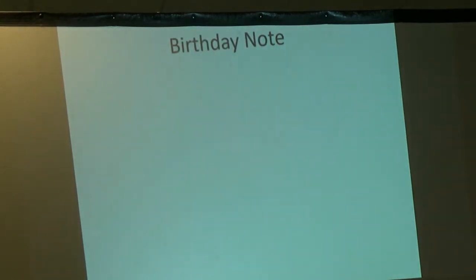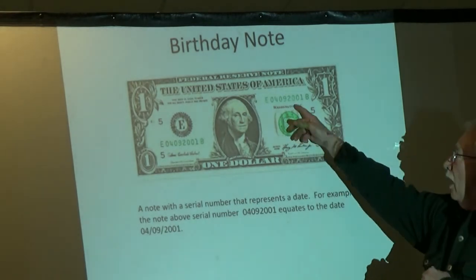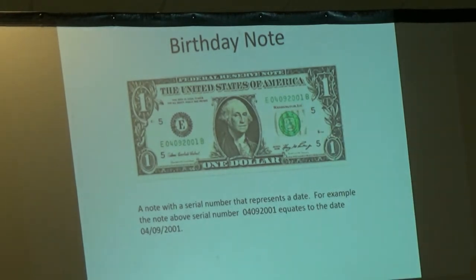Birthday note. Yeah, it's a currency where the serial number is like 0627. It represents a birthday. All right, here's a good one: 04, 09, 2001. So if you look at that, what does it represent? April the 9th, 2001.